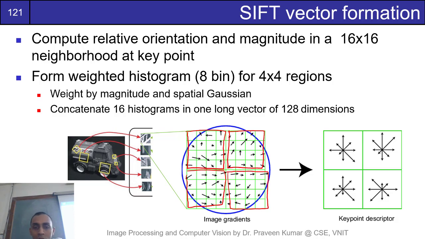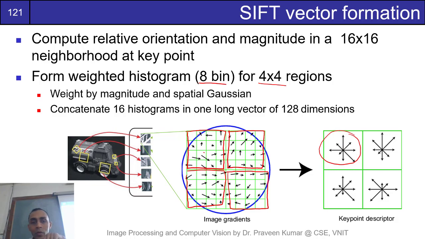So within each, this is our patch. Let us say we will divide this patch into another 4 by 4 regions, and within each region we will create a histogram. So this is depicting a histogram here. The histogram will have 8 bins. How they came up with these numbers, these parameters, we will show by experimentation later on.